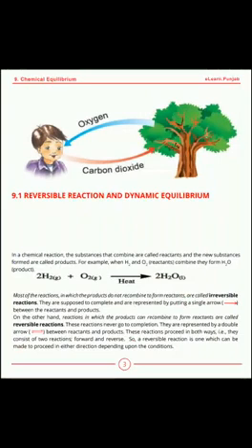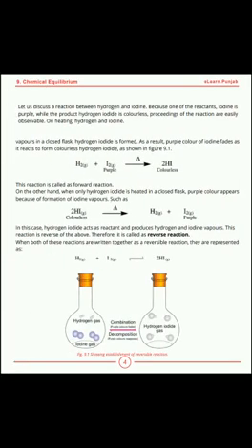Reversible reactions proceed in both ways, that is, they consist of two reactions. Number 1, forward reaction, number 2, reverse reaction. So a reversible reaction is one which can be made to proceed in either direction depending upon the condition. For the explanation of these reactions, we will discuss two examples. Number 1 is hydrogen iodide and the second one is calcium carbonate.